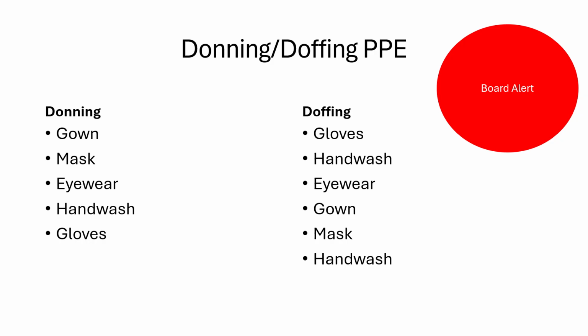Doffing. This is how you're going to take off your PPE, okay? The order is kind of reversed. You're going to take your gloves off. You're going to hand wash, okay? Remember, anytime you take your gloves off, you have to hand wash, okay? Then you're going to take your eyewear off. You're going to take your gown off. You're going to take your mask off, and then you're going to wash your hands again, okay? Again, the order of doffing. Gloves first, then you're going to hand wash. Remove your eyewear, remove your gown, remove your mask, and then you're going to do your hand washing, okay?